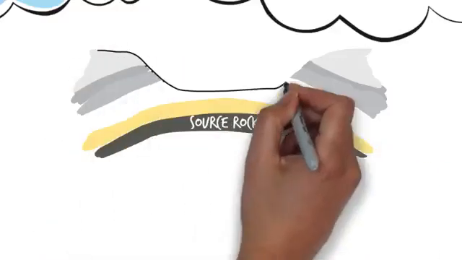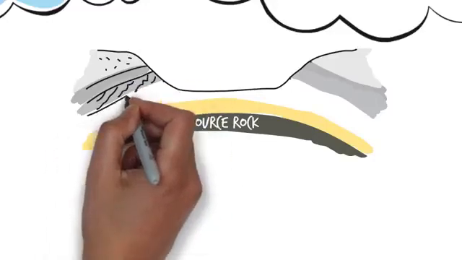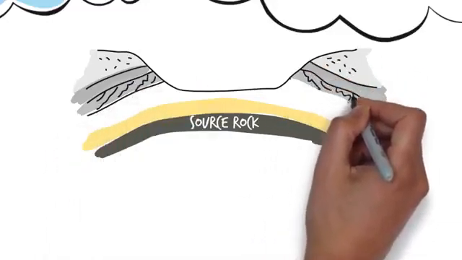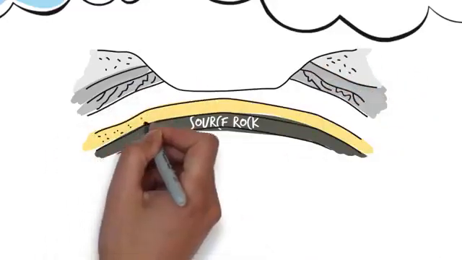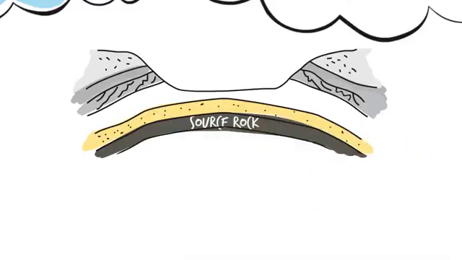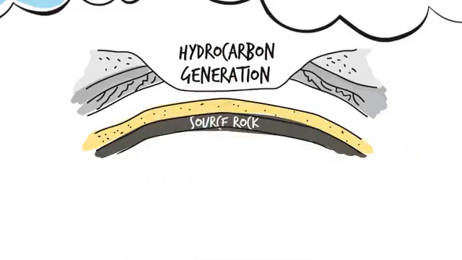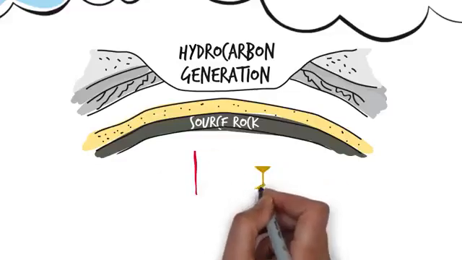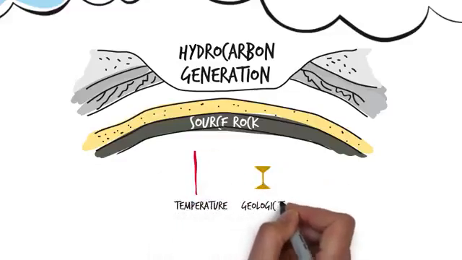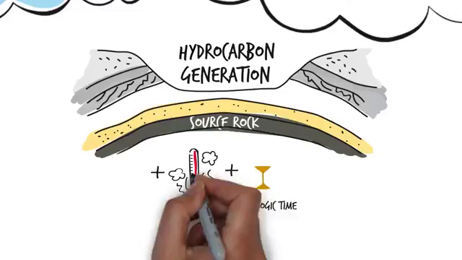But how does the source rock generate hydrocarbons? And why do hydrocarbons flow through the subsurface? To produce hydrocarbons, the source rock requires high temperatures and long periods in terms of geological time. In other words, millions of years.